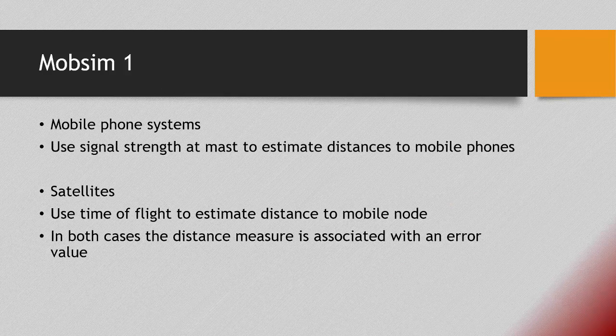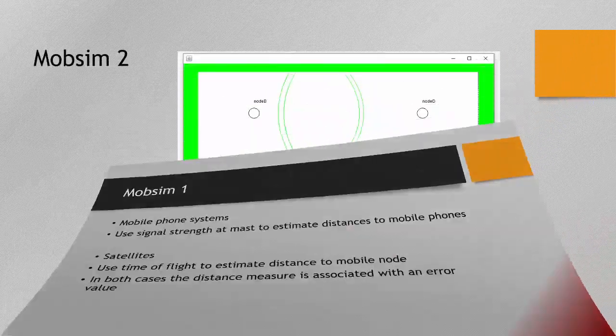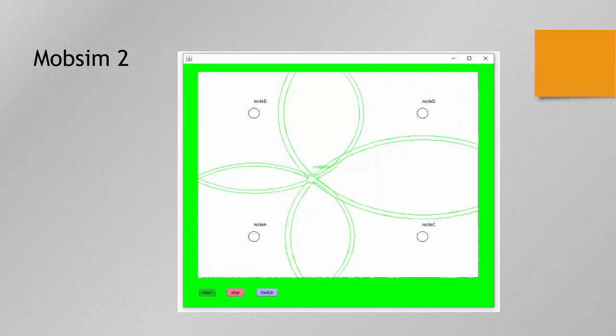In mobile phone systems and satellites, there is an error associated with the distance measure from a static node, a mast, or a satellite. Here we see 4 nodes, and in the center a mobile node. The green lines represent the distance measure from the static nodes, and the 2 green bands represent the high and low values associated with the error measure.